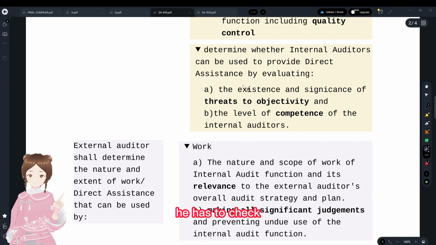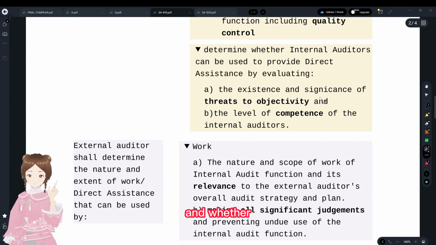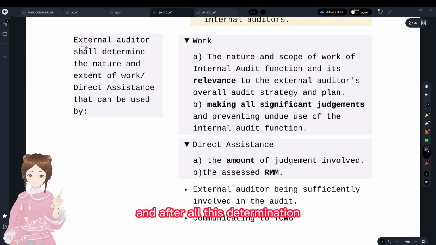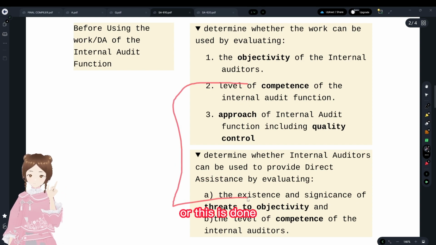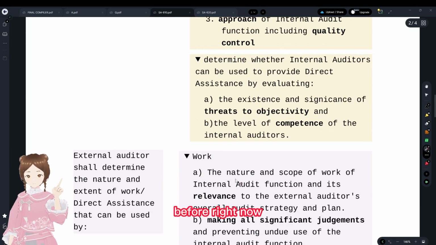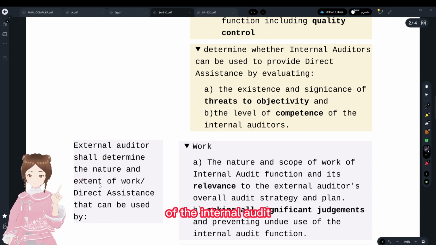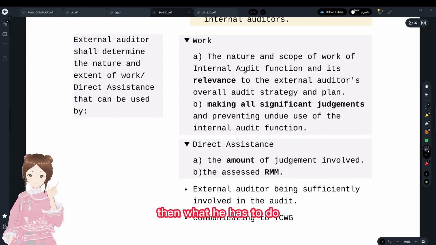He has to check again the objectivity and the competence. He has to check whether there exist any threats to objectivity, and he has to determine the level of competence also. This is done before, right? Now, the external auditor has determined that he will use the work of the internal audit or take direct assistance. Then what does he have to do?